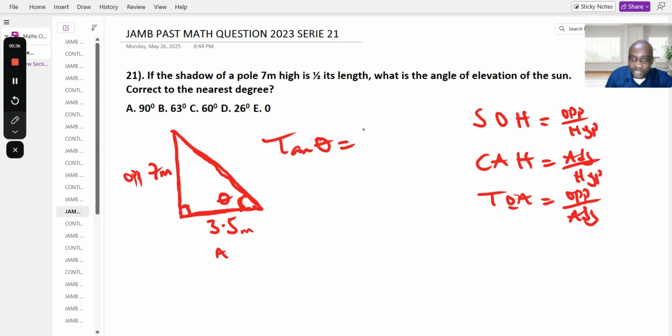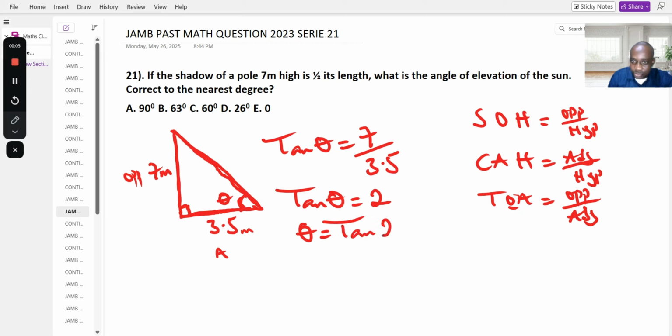What is our opposite? 7. What is our adjacent? 3.5. Now let's divide: 7 divided by 3.5 is going to give us 2. So tan of the angle is 2. Therefore we are looking for the angle. Angle is equal to tan inverse of 2.